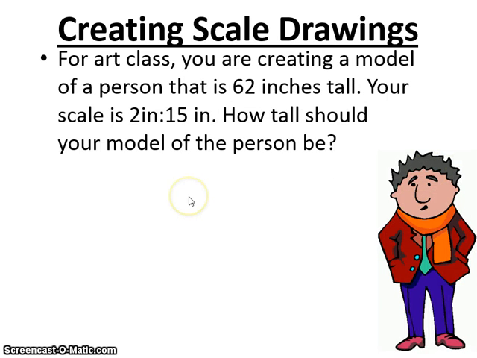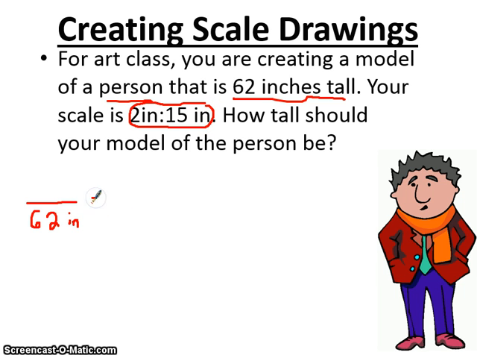Let's say that for art class, you're creating a model of a person. A person is a real object that's 62 inches tall. So I know that it's going to be over 62 inches because the actual side always goes in the denominator when we're talking about scaled items. It says your scale is 2 inches is 15 inches. So I'm going to put equals 2 inches to 15 inches.